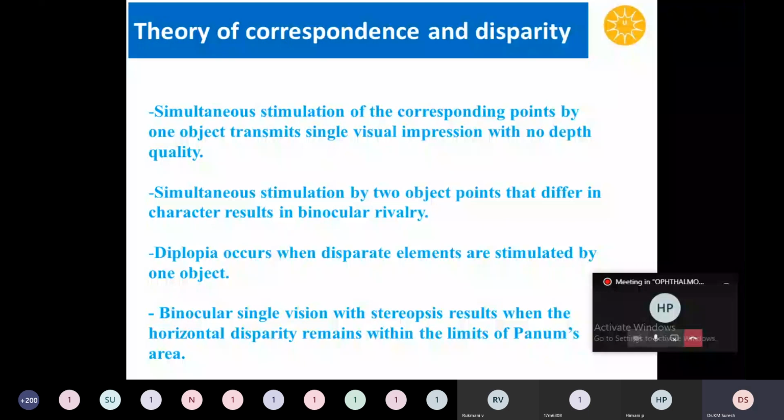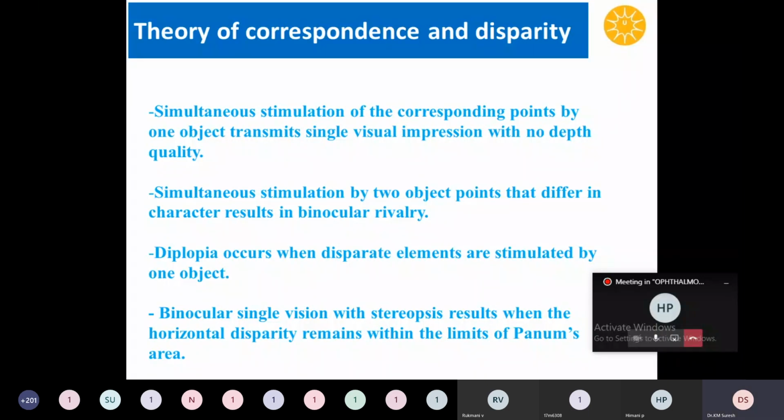Theory of correspondence and disparity, I've described it. Simultaneous stimulation of corresponding points where the object transmits single vision impression with no depth quality. Simultaneous stimulation by two object points that differ in character results in binocular rivalry. As I told you, you need not go into the details of it. If you just know the theories, that's more than enough. Diplopia occurs when disparate elements are stimulated by one object. Binocular single vision with stereopsis results when the horizontal disparity remains within the limits of Panum's area.